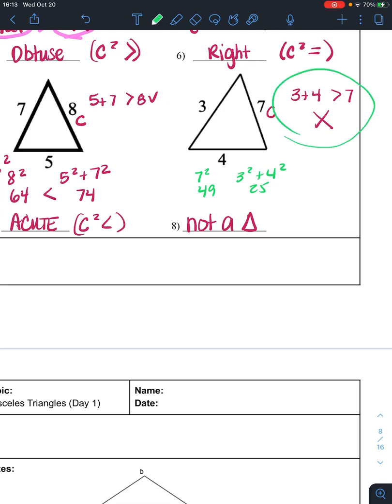So this right here says stop. You can't go any further. It's not a triangle. So it is not obtuse. So you don't want to do that. You always have to check and make sure that it's a triangle first.